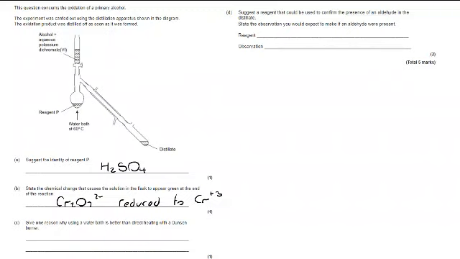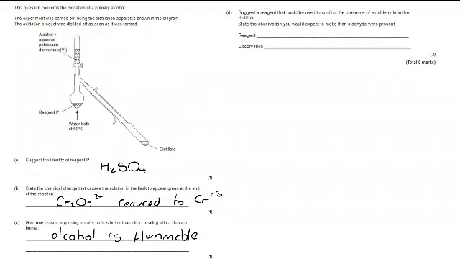On to part C, give one reason why a water bath is better than direct heating with a Bunsen burner. Well, alcohols are flammable, and if we're pouring that down into the pear-shaped flask or round bottom flask and there were a naked flame below it, that would be quite the hazard.